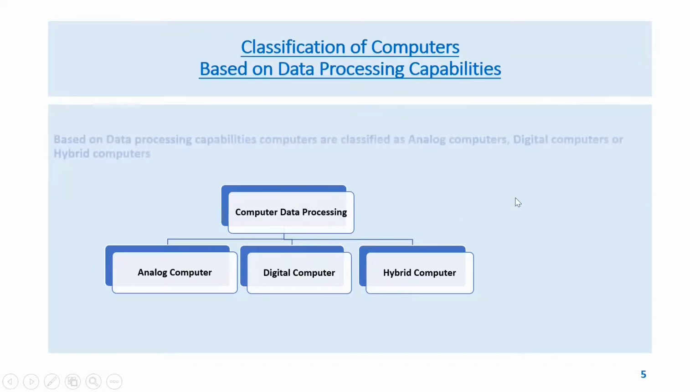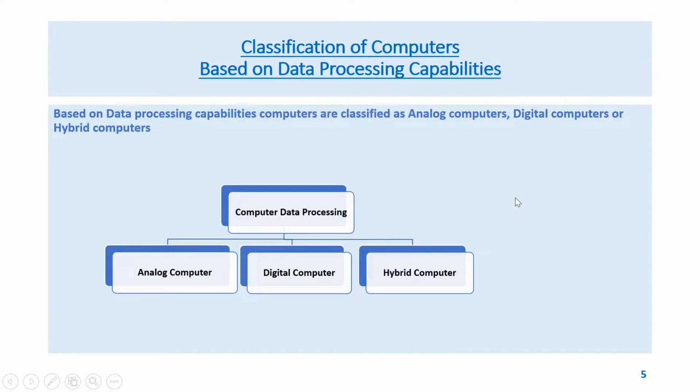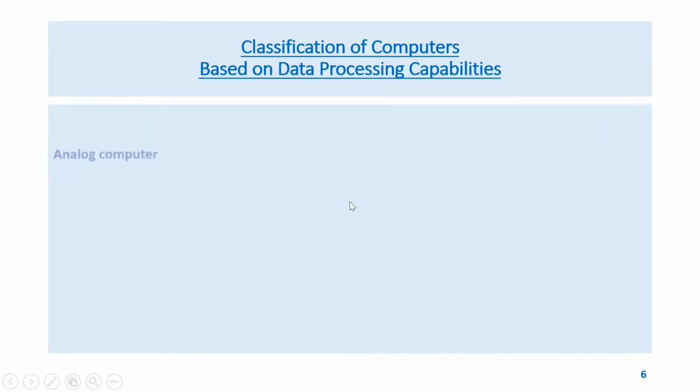Now let us look into classification of computers based on data processing capabilities. Based on data processing capabilities, computers are classified as analog computers, digital computers, or hybrid computers. So computers based on data processing are analog, digital, and hybrid computers. Now let us look at details of analog computer.